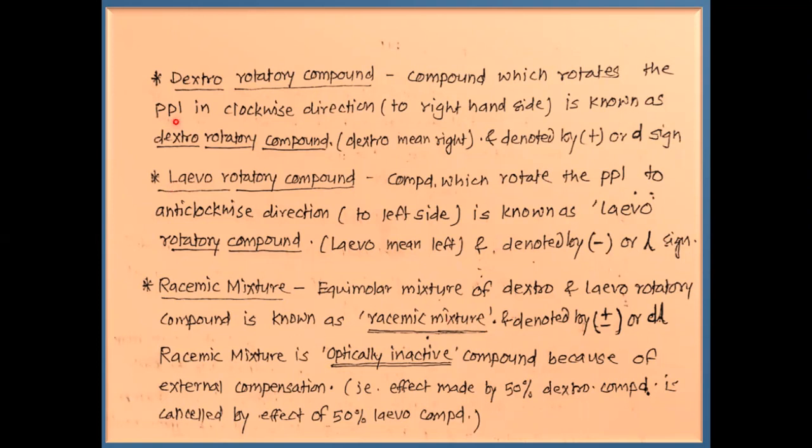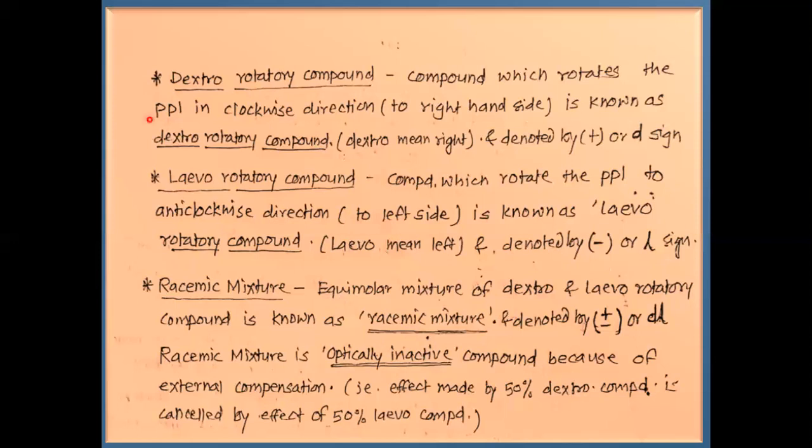So this is also optically active, and this is also optically active. Now, racemic mixture. A racemic mixture is an equimolar mixture of dextro and levorotatory compounds. It is known as a racemic mixture.